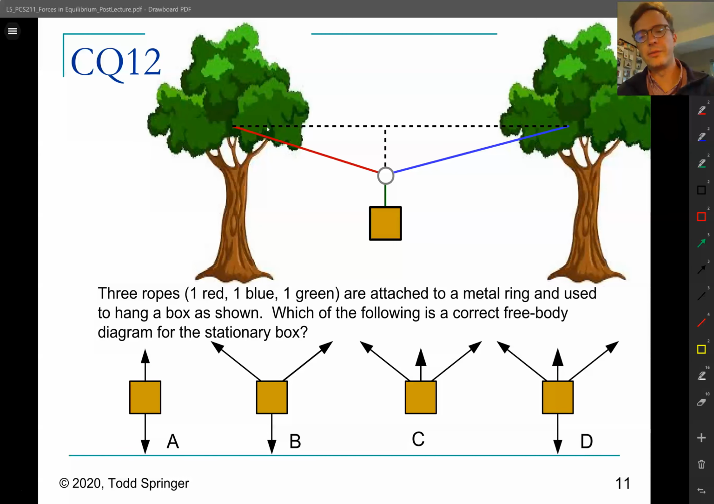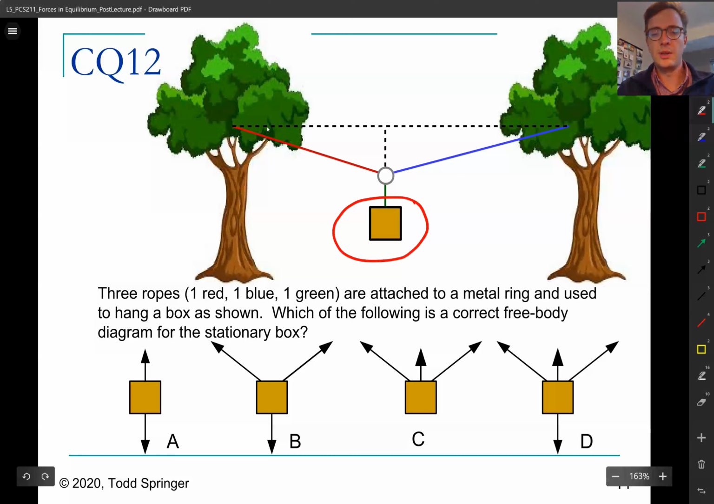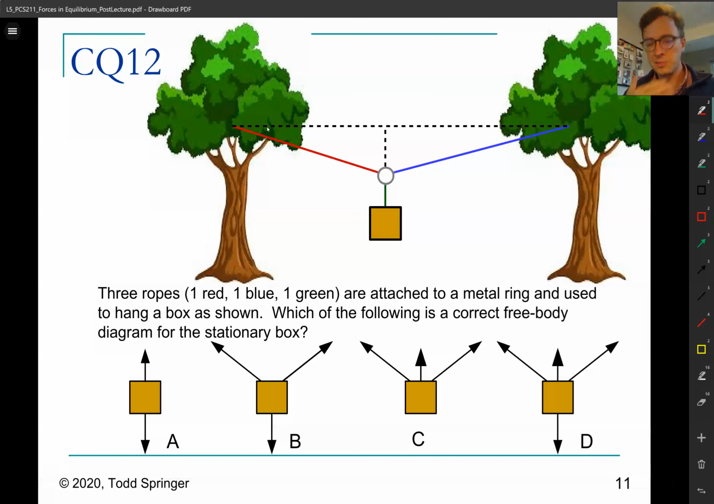Suppose I want to draw a free body diagram on the box. Which of the following, A, B, C, or D, is the correct diagram for the box? Go ahead and pause the video and see if you can decide which one of these is correct. So hopefully you've made a choice now. The most common mistake that students make here is they think it's this one.